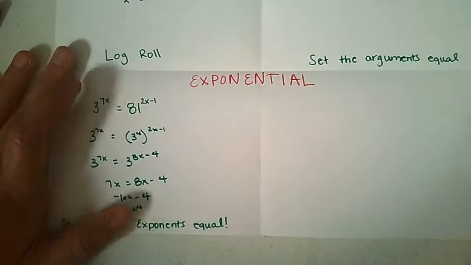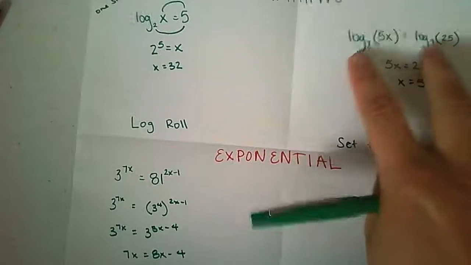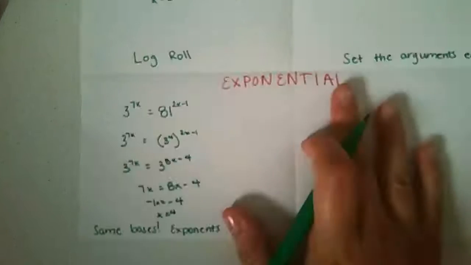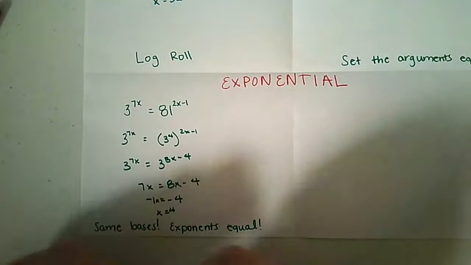So those are your 3 ways of solving. If you have only one log, you can do a log roll. If you have log equal a log, you can set your arguments equal to each other. And with the exponential, we get the bases the same and then set our exponents equal to one another.